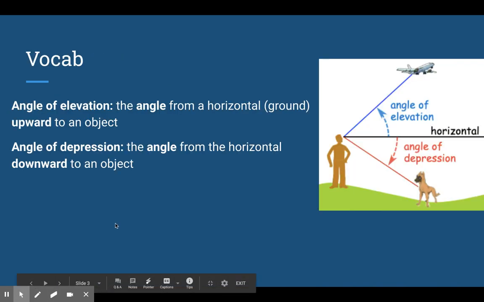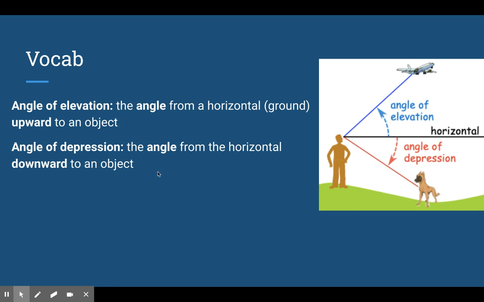Okay, this class, vocab. There's really only these two vocab words. The angle of elevation is the angle from a horizontal, usually something like the ground or a line of sight, upward to an object. Elevation means going up. You elevate in an elevator, you go up. So the angle of elevation is when you're looking up.